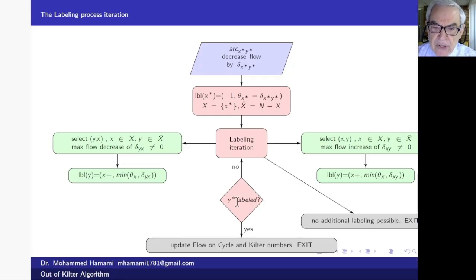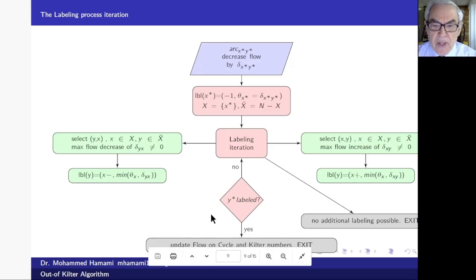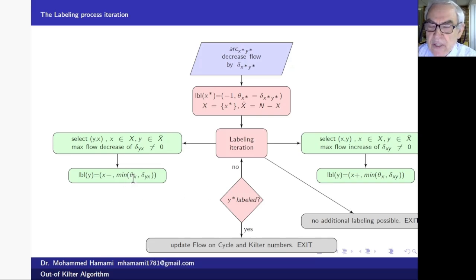And at every iteration we ask, were we able to label the node y star? Is the y star colored red? If it is, then we stop right there. And we update the flow and the Kilter number. So we're going to change the flow by theta of y star, and that might not be equal to this. So we were able to reduce the flow or make this arc in Kilter.